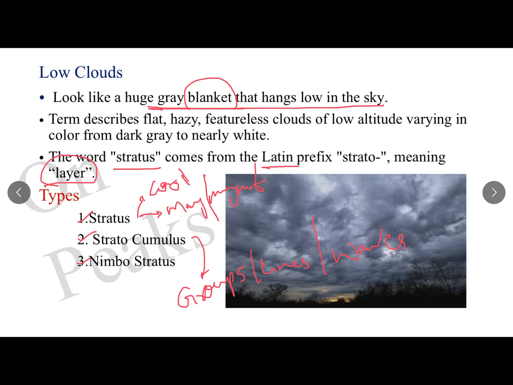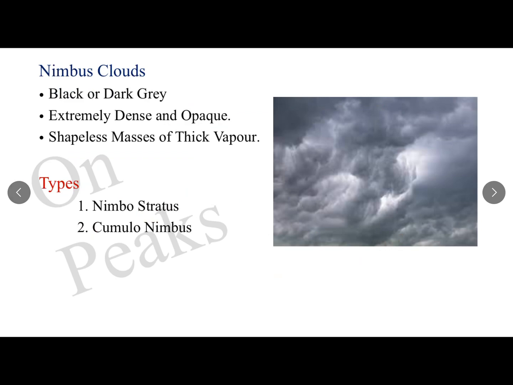About the nimbostratus clouds, we learn in the next slide when we discuss nimbus clouds. Nimbus clouds are grey, dark or black grey in color. Compared to all the other three clouds, they are extremely dense and opaque. That means they have the capability to cover the sun completely.